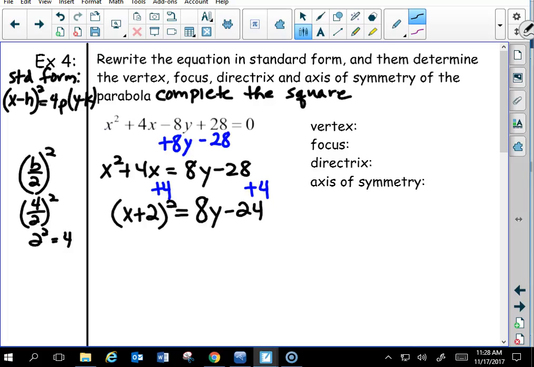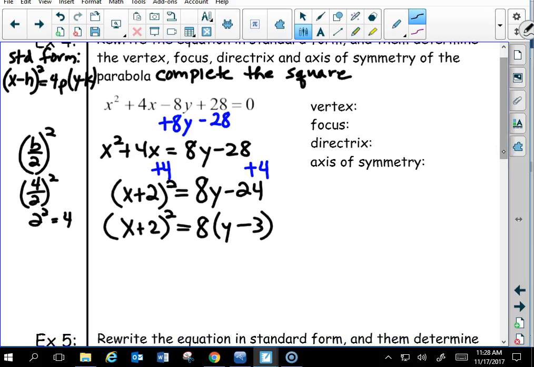And remember, if I can factor a number out, it's going to look a lot like 4p on the right-hand side, so I'm going to do that next. 8 times (y minus 3). Okay, so now this looks like standard form. And similar to the last problem, we're going to identify h and k. h equals negative 2, k equals positive 3, and we're going to use the 8 and find out what p is. 4p equals 8, looks like p equals 2.